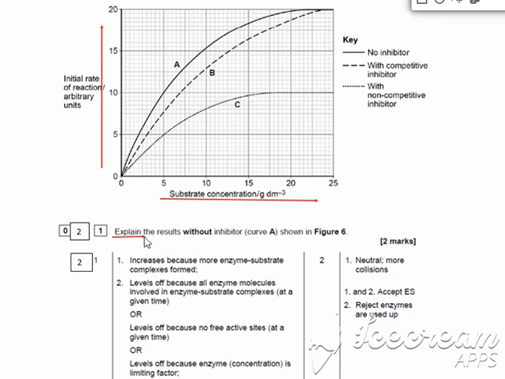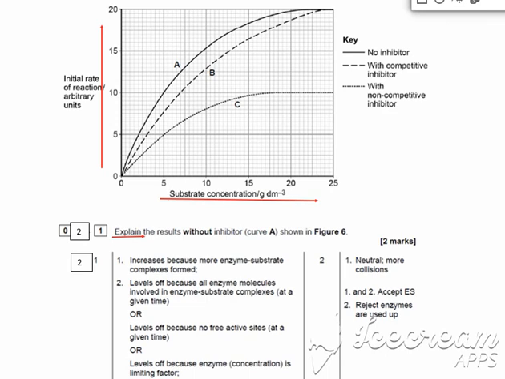So the reason why there is an increase is because as we increase the substrate concentration, we're increasing the amount of substrates available. There's more likely going to be a successful collision between an enzyme and a substrate to form an enzyme-substrate complex. So with more substrate, there's going to be an increased number of enzyme-substrate complexes.